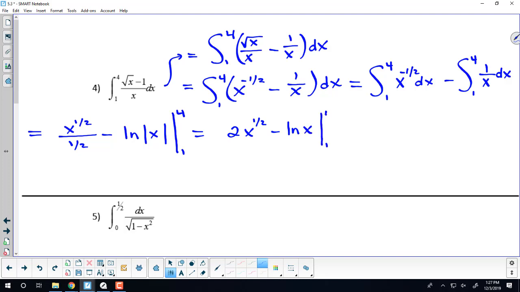Why is it okay to drop the absolute value here? Because we're working with all positive numbers. Right, because we're on the interval from 1 to 4, and on that interval the natural log is always positive. So there really isn't a need for the absolute value in this particular example. Okay. Does anyone have any questions?